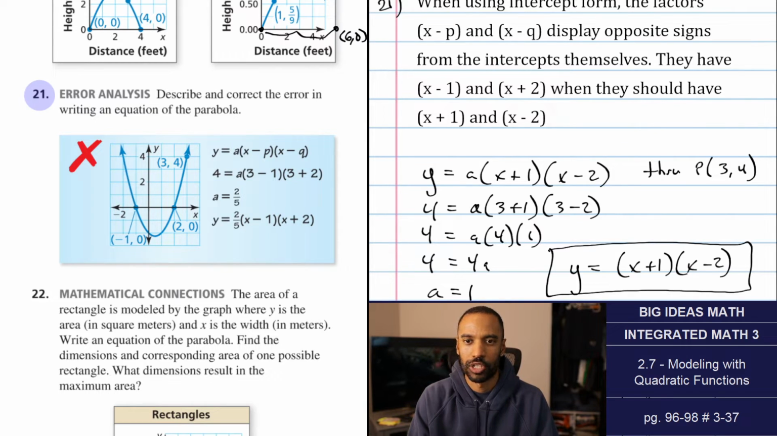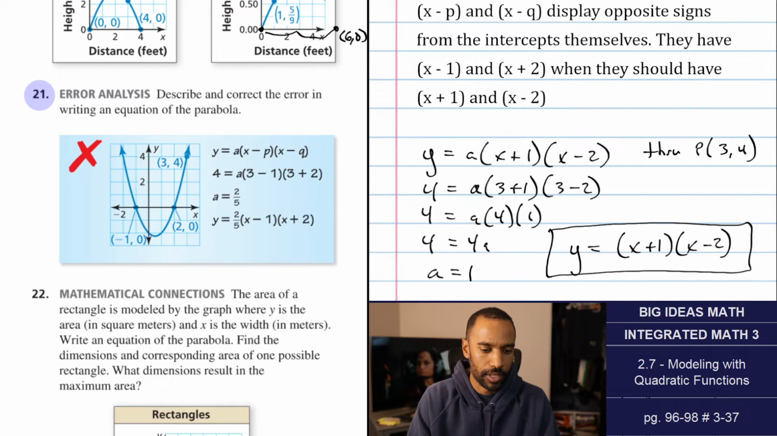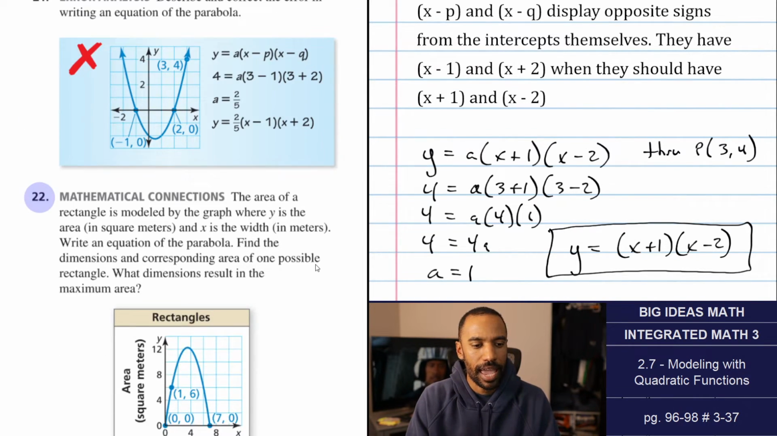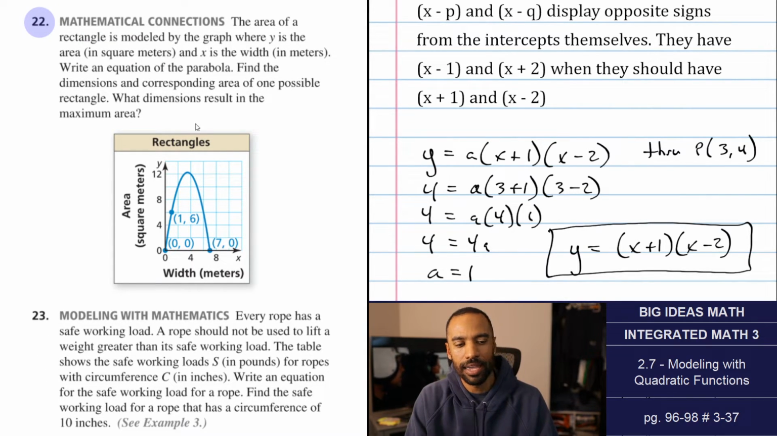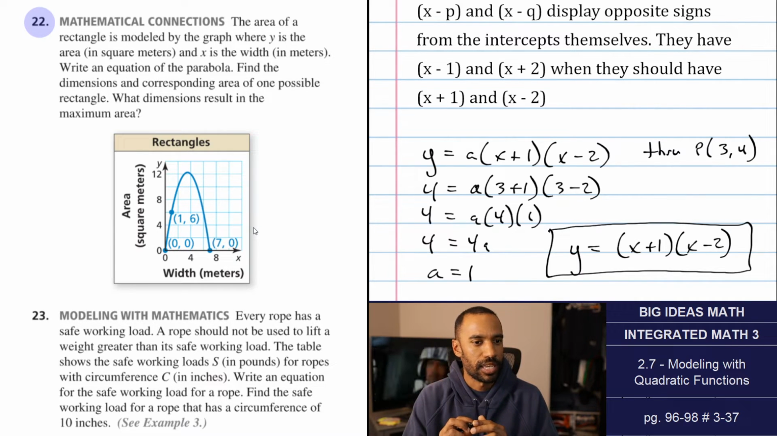All right, there's the correction to number 21. Let's go to number 22. Mathematical connection. The area of a rectangle is modeled by the graph where y is the area in square meters. So y is represented as area, and x is the width in meters. Okay? Rectangle, they said? Yeah.